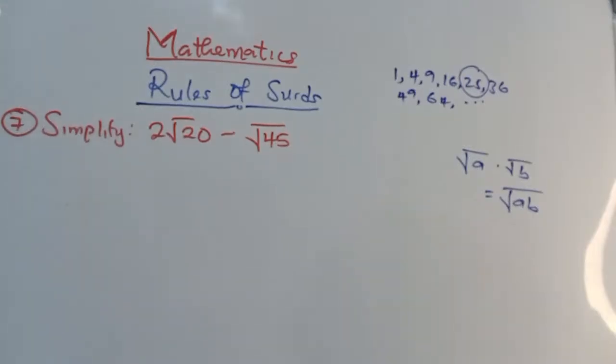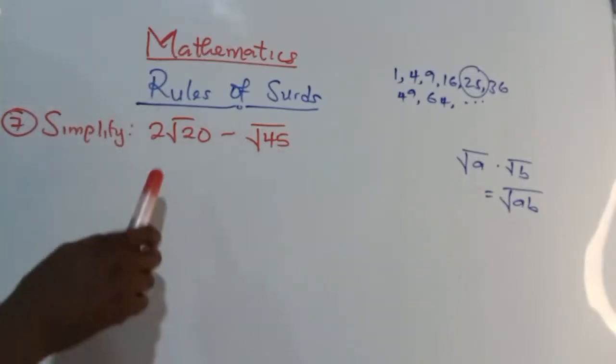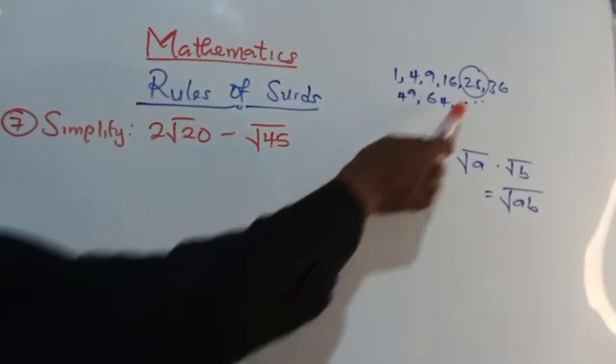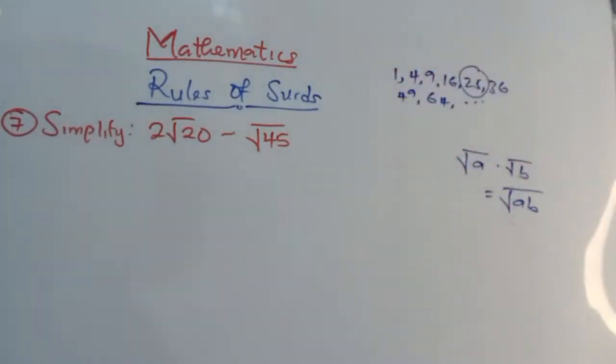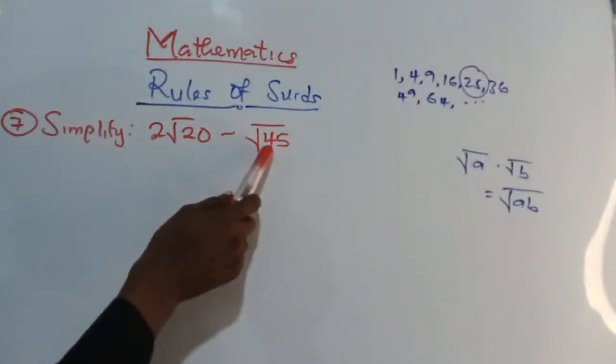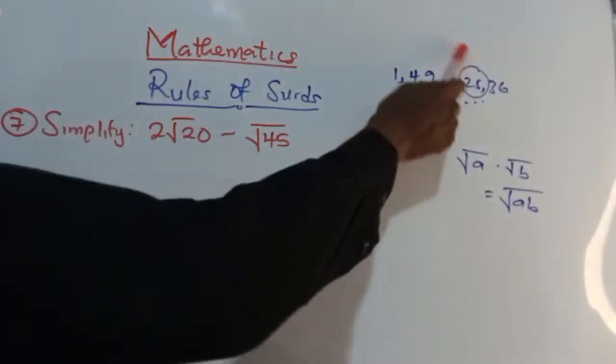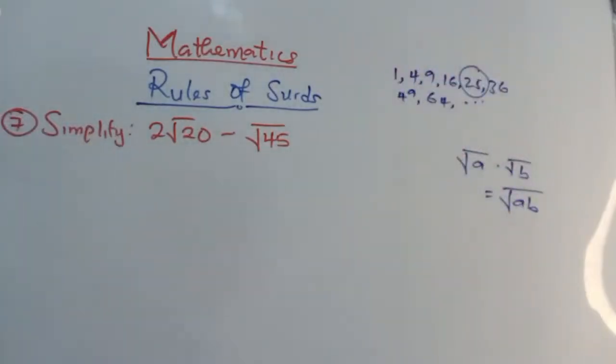As I've said before, we are going to look for factors of 20, and one of those factors must be a perfect square number. These are the perfect square numbers that I listed earlier. And we are also going to look for factors of 45, and one of those factors must be a perfect square number. You can also pick that from the ones I've listed.